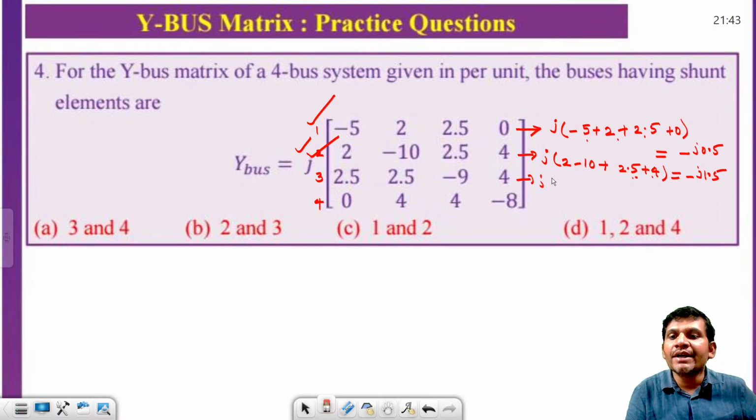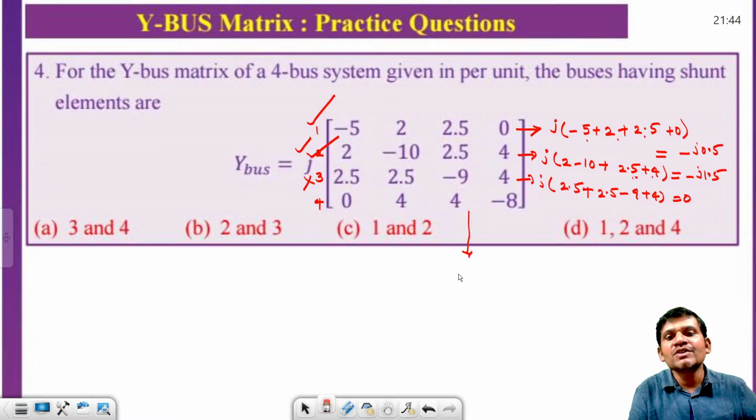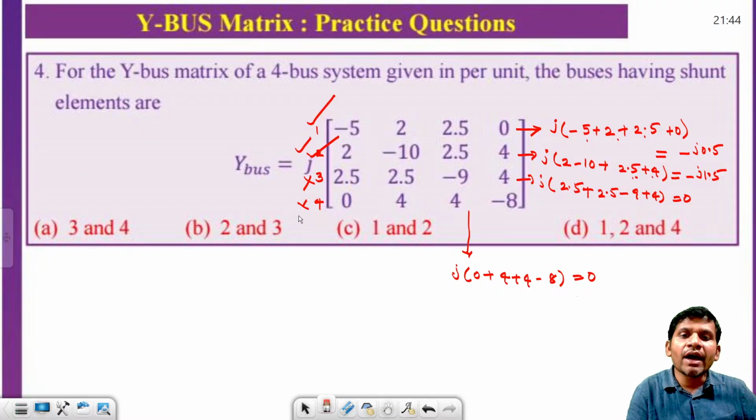ఇప్పుడు ఈ రో యాడ్ చేయండి. This is 2.5 plus 2.5 minus 9 plus 4. This is equal to 0. Then this row is not having the shunt element. Can you add this one, friends? j 0 plus 4 plus 4 minus 8 equal to 0. This row is also not having the shunt element.